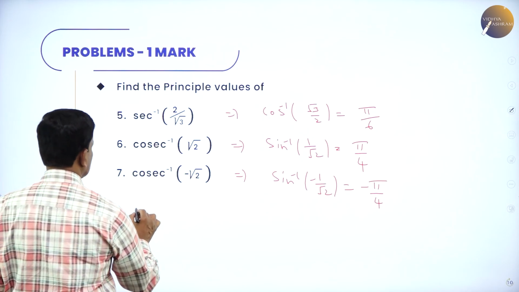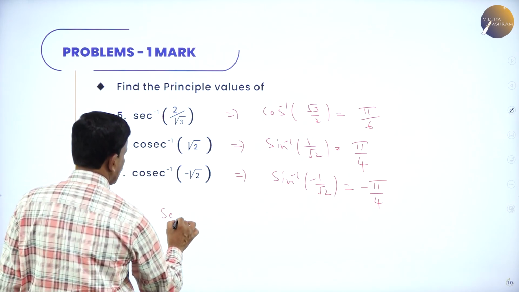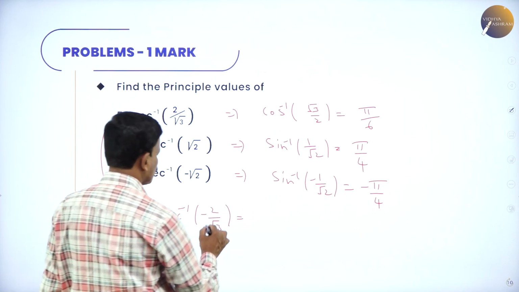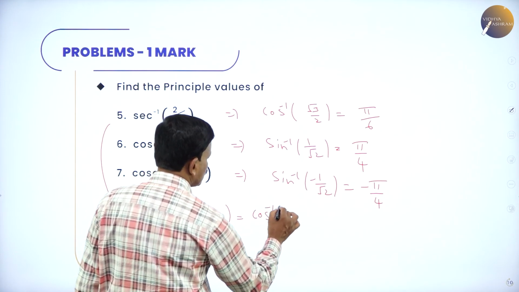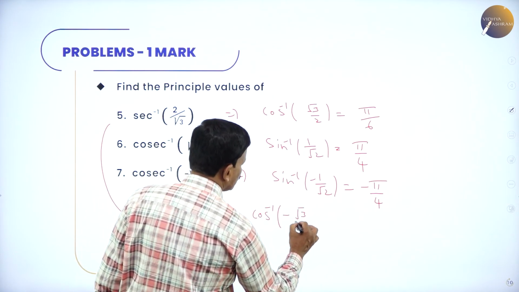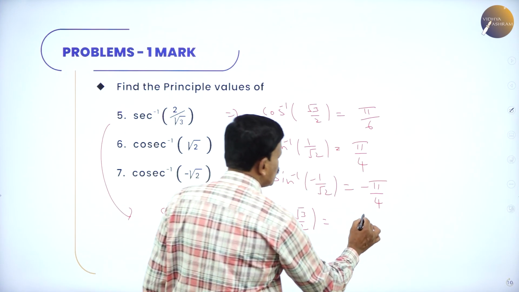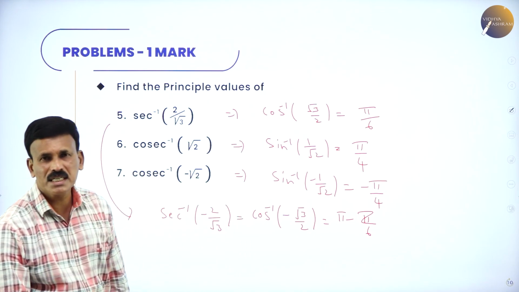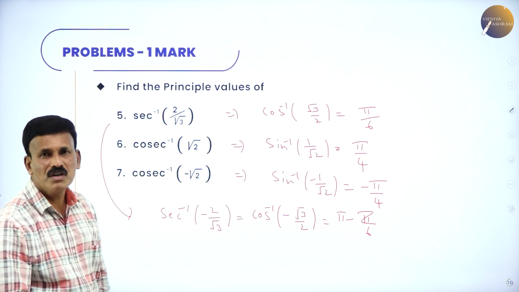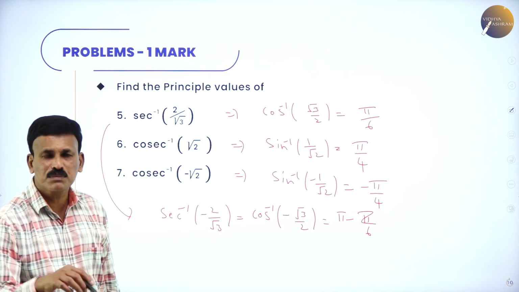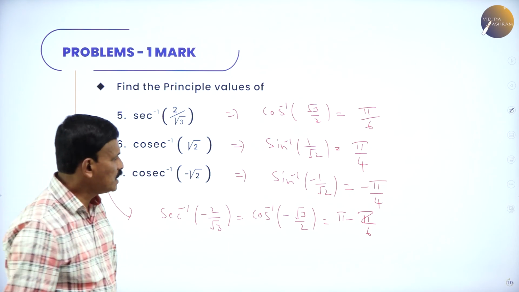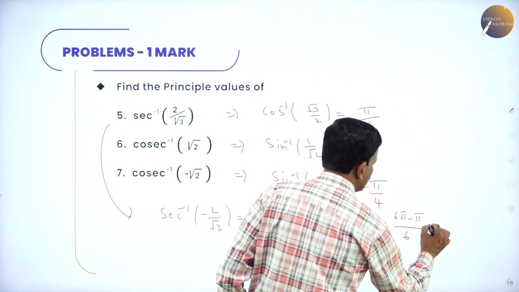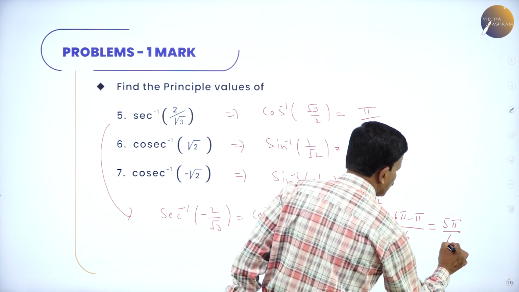Suppose it is like this: secant inverse of minus 2 by root 3. It can also be written as cos inverse of minus root 3 by 2. Since root 3 by 2 means pi by 6, and this is negative, it can be written as pi minus pi by 6. Cos inverse of minus root 3 by 2 is pi minus that particular angle, pi by 6. So take LCM, 6 is the LCM, 6 pi minus pi, which is equal to 5 pi by 6.